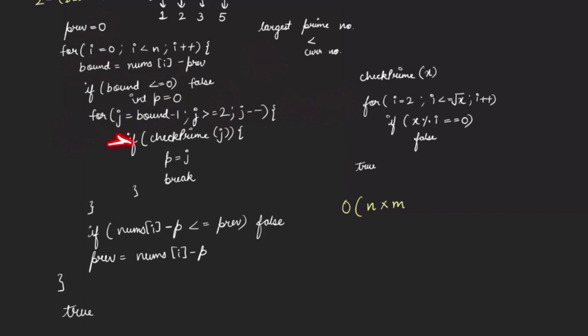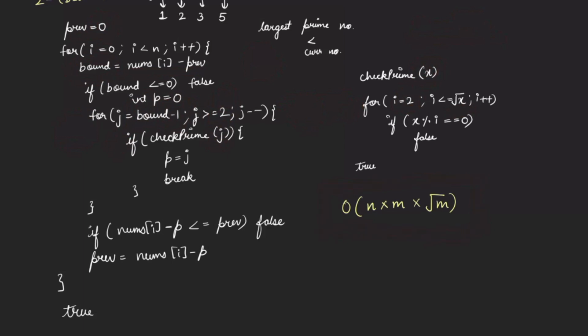Now inside this, for checking prime, we are running a loop from 2 till under root of x. This x was j, and j was this bound - 1 till 2, which we are denoting with m in the worst case, right? So in the worst case, this loop will run from 2 to under root of m, so we can say till square root of m. So this will be the time complexity of this particular code.